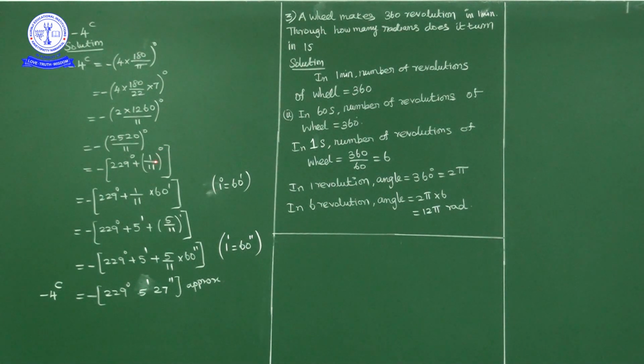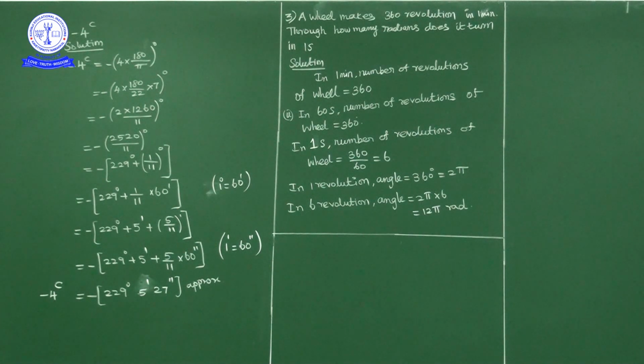Now 1 by 11th part of a degree: 1 degree is equal to 60 minutes. So 1 by 11th part of a degree is 1 by 11 into 60 minutes, which is 60 by 11 minutes. If we divide 60 by 11, we get 5 minutes plus 5 by 11th part of a minute, because 60 is 55 plus 5. So minus 229 degrees plus 5 minutes plus 5 by 11th part of a minute.